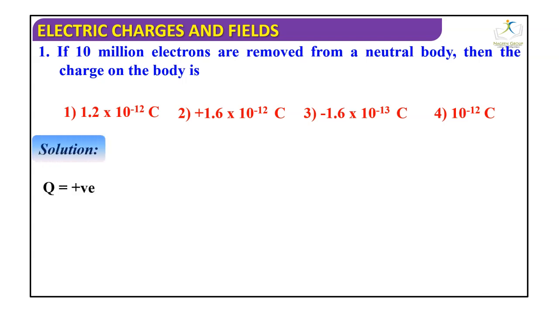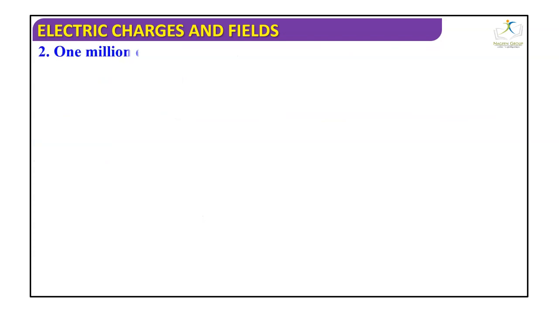So Q is given as a positive integer. So that is 10 million electrons. That means 10 to the power 6 into 1.6 into 10 to the power minus 19. So we have 1.6 into 10 to the power minus 12 coulomb. That means the correct option is 2. Moving ahead with the next question.